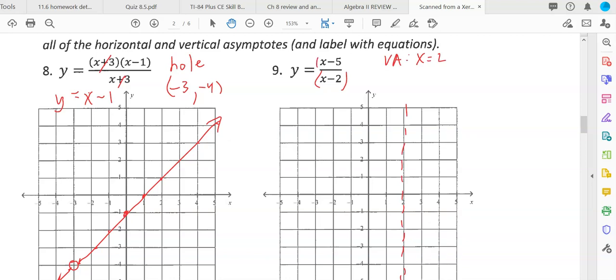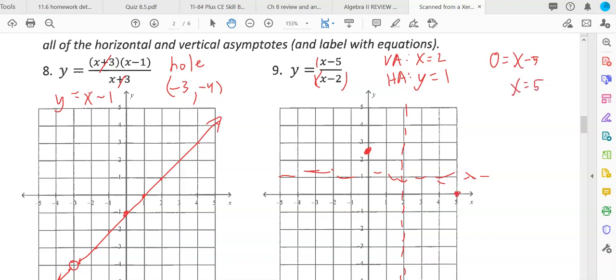There's a horizontal asymptote at y equals 1. Sorry, that's a little bit off, but it should be y equals 1 there. There's no hole because nothing cancels. Find the y-intercept, plug in x equals 0, so that'd be 5/2, which is about 2.5-ish, so we're about there. Find the x-intercept, so 0 equals the numerator, the denominator is going to go away, so x equals 5, about here.